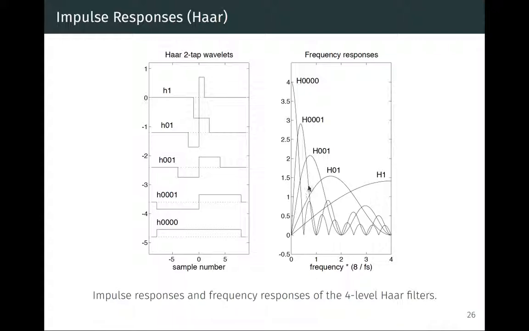On the right here, you can see the frequency responses. If you look at the low pass version, this is H000, and it goes down as a sinc function. That's because it's a pulse, a rectangular function, so you get a sinc at the end of it. But you can see H1 is more of a high pass filter, and it cuts off the low frequencies. This is the response for H1.